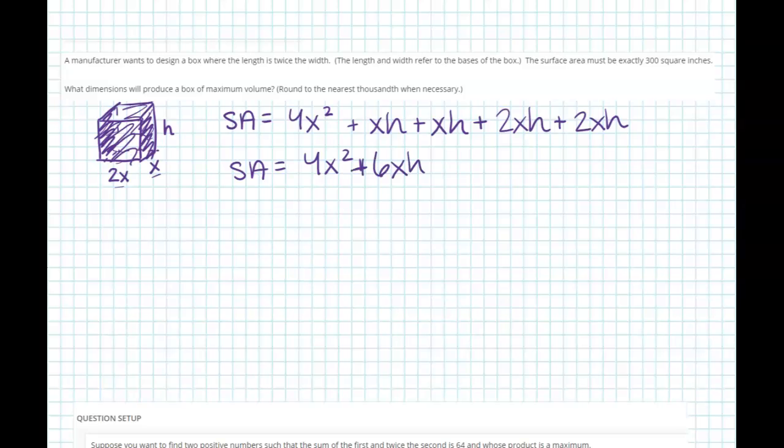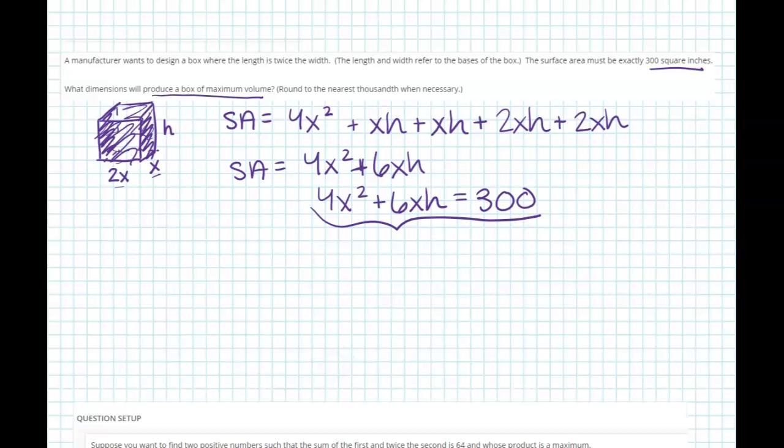And then right about here is where you're like, wait, what are we doing? Oh, we know the surface area is 300. So 4x squared plus 6xh equals 300. So that's our constraint, or the information we have. What are we trying to do? Well, we want to produce a box of maximum volume. So the volume of this box is going to be 2x times x, that's the area of the base, times the height. So this is 2x squared h.